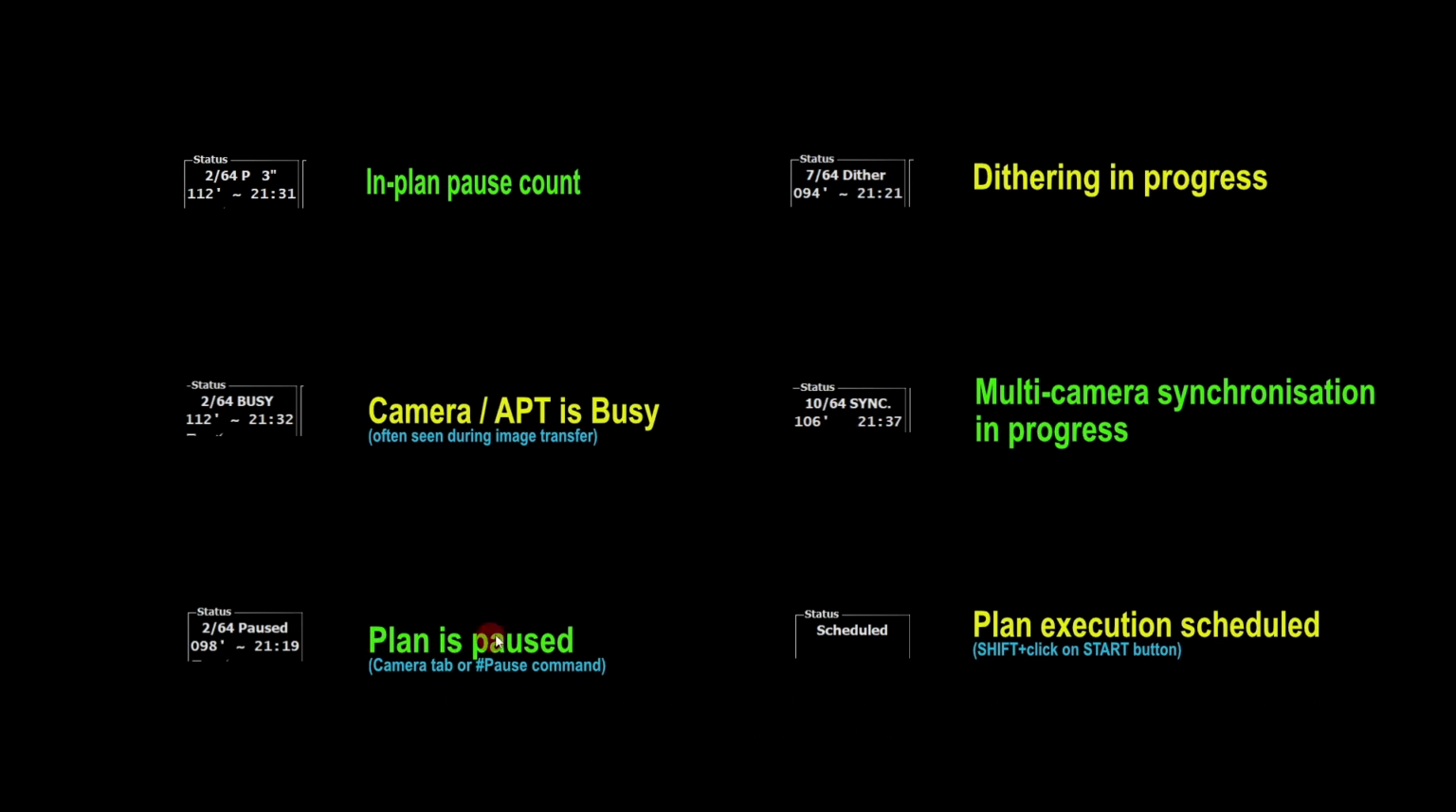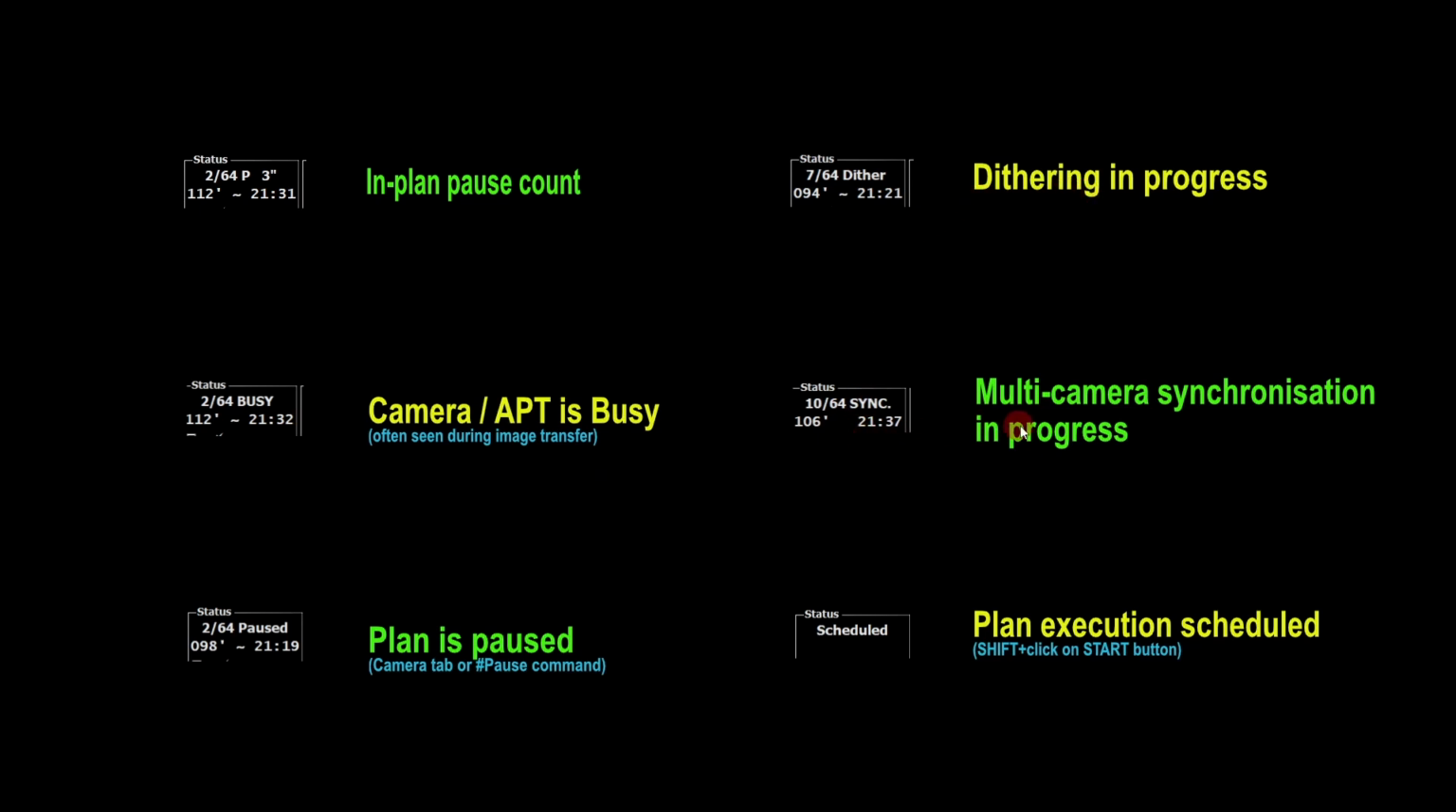After that, if you use the pause button on the camera tab or the pause command within a plan, it will show as paused. So rather than the little P you get on your in-plan ones, these actually show the word paused, and that will remain until you either resume or stop the plan. Another one you'll see often is dithering. Pretty basic, it's just telling you that dithering is in progress.